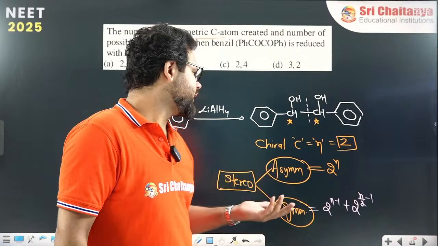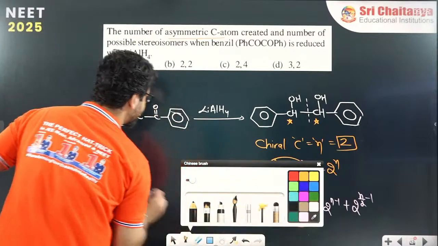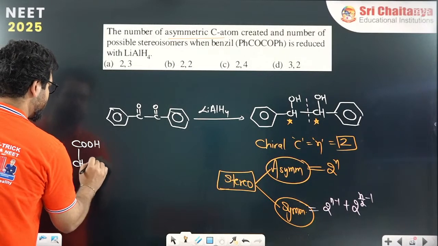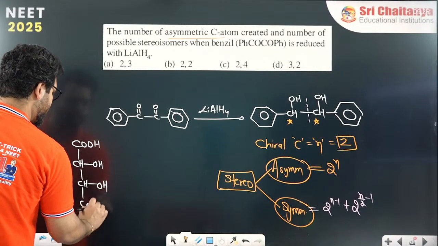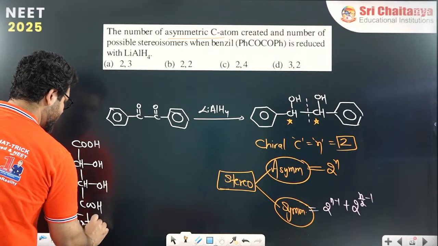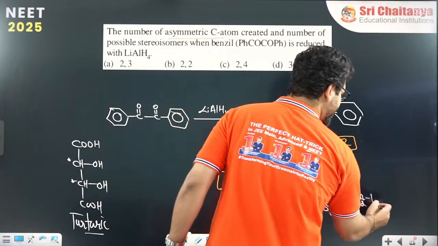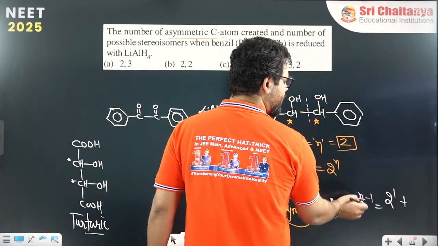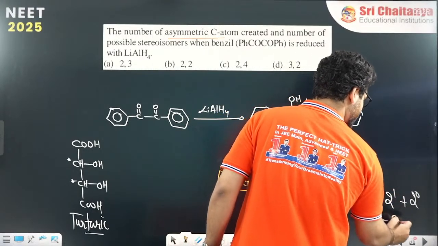Like when you see tartaric acid, it is also a similar example. This is tartaric acid: COOH, CHOH, CHOH, COOH. It is also a similar case. So remember it, they will have 3 stereoisomers. So 2 to the power 2 minus 1, which is 2 to the power 1, plus 2 to the power 2 by 2 minus 1, which means 2 to the power 0, so 2 plus 1, 3 isomers.